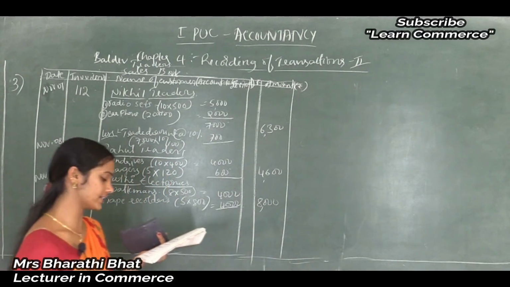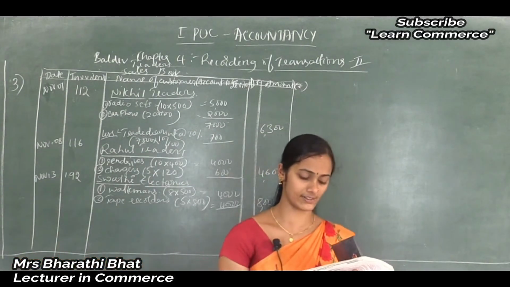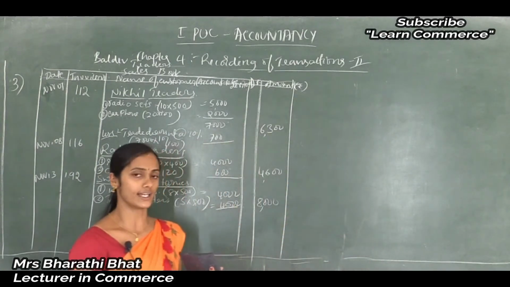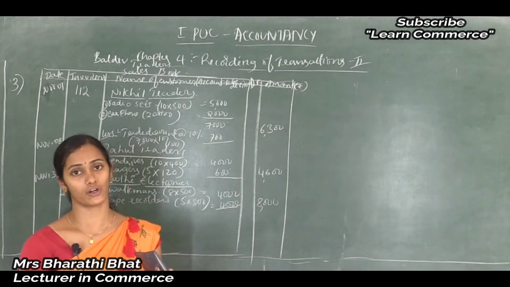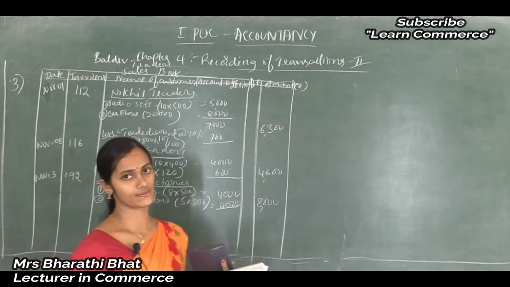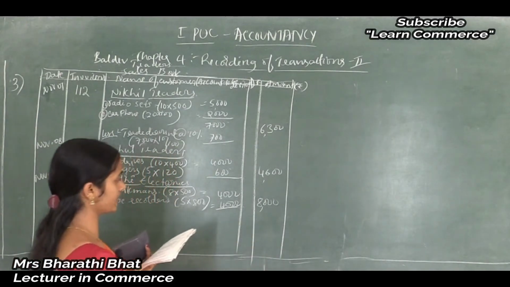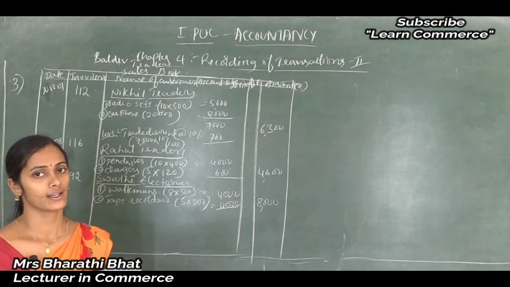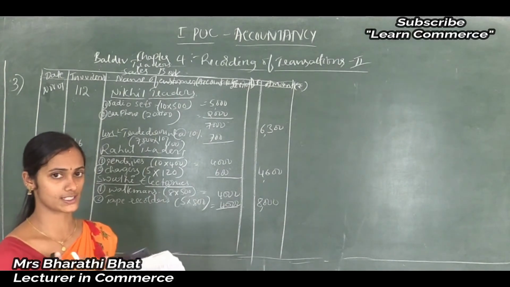November 17, sold to Mahadev 10 TV sets at rupees 10,000 each for cash. So cash transactions we are not recording here. For that we have to prepare the cash book. There we can record this transaction.